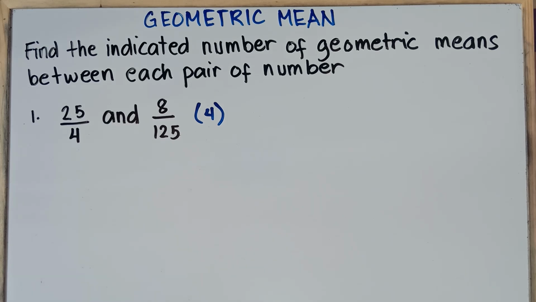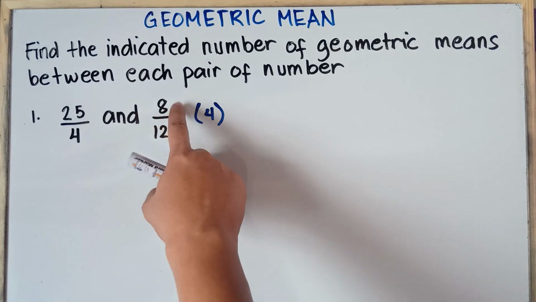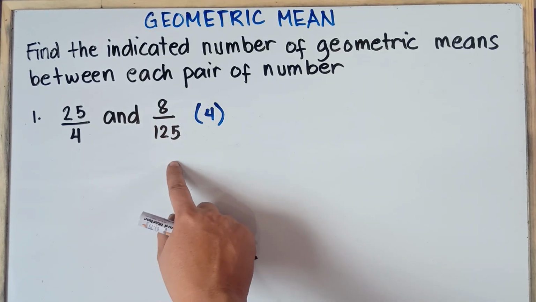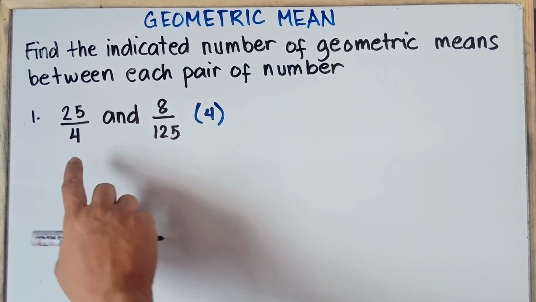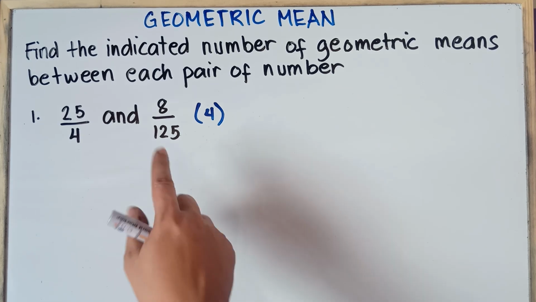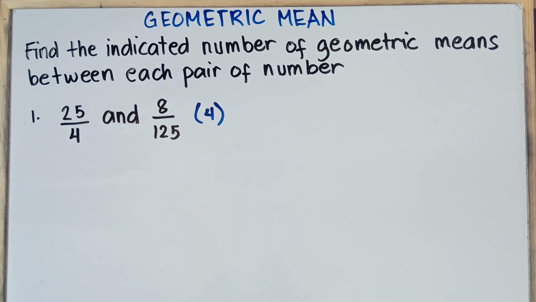Now we are told to find the indicated number of geometric means between each pair of numbers. So our given, we have 25 over 4 and 8 over 125, and you're going to insert 4 terms with this given 2 terms. So this will be our first term and this will be our last term, and we're going to insert 4 terms.